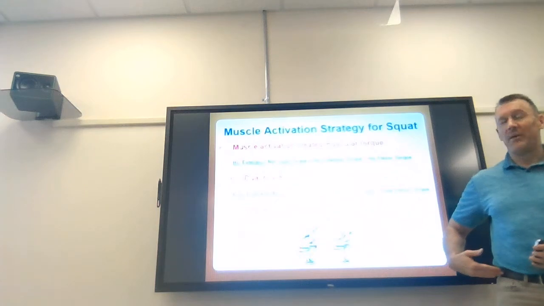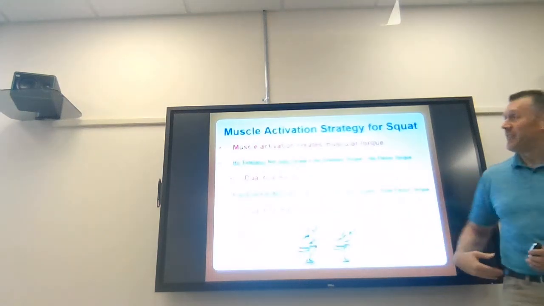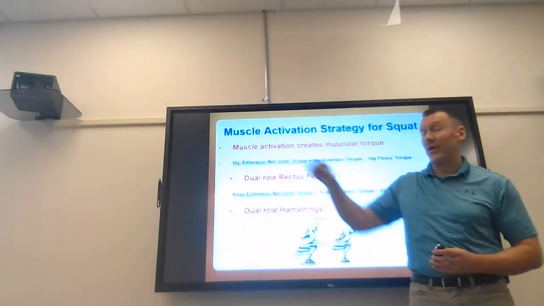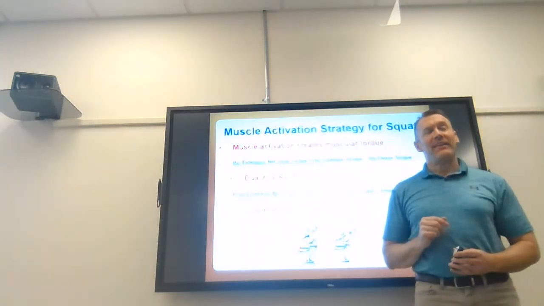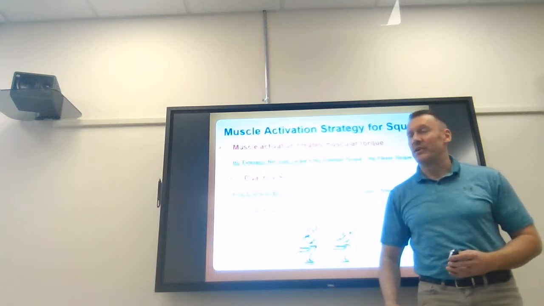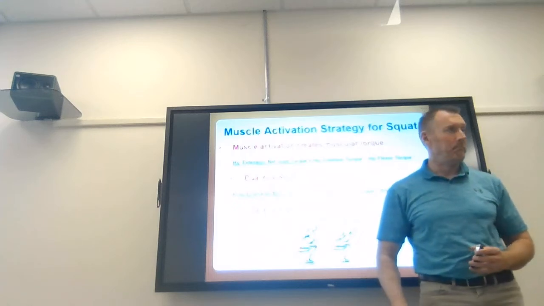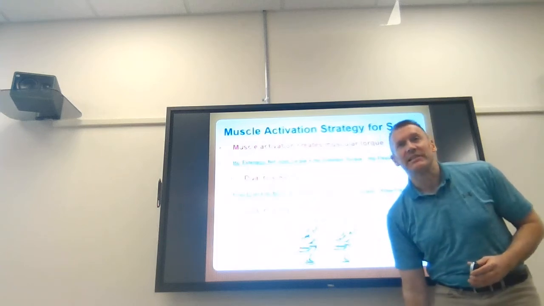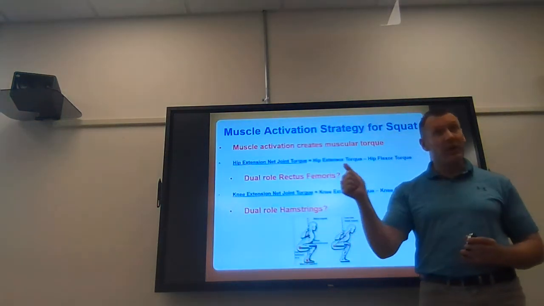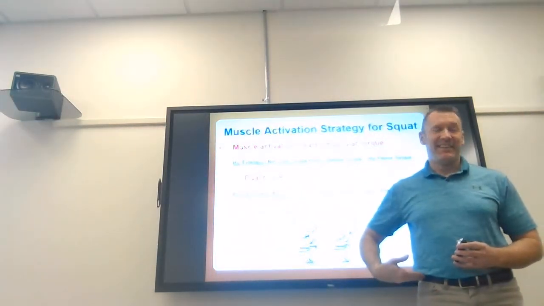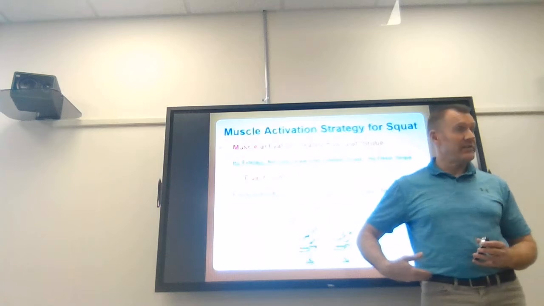So why is that a problem? If we're trying to create the greatest amount of hip extensor torque, why would having lots of activity in the rectus femoris during a squat be a problem? It contributes to knee extension, which is good, but what else does it do? It contributes to hip flexion.